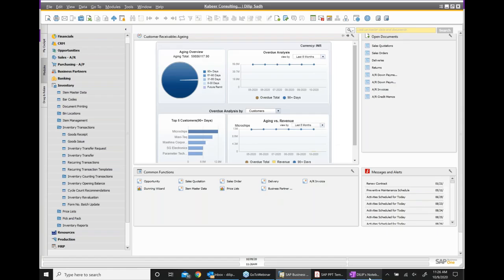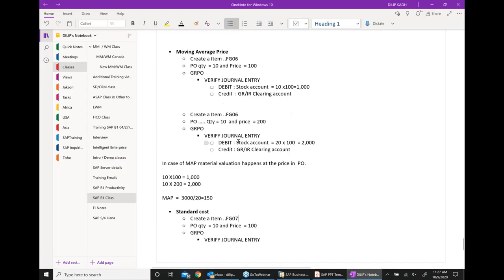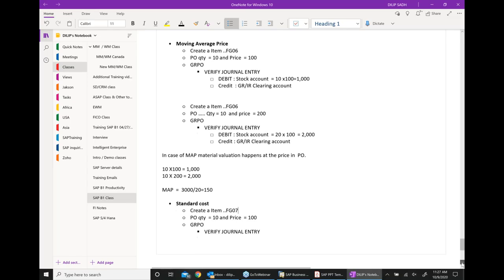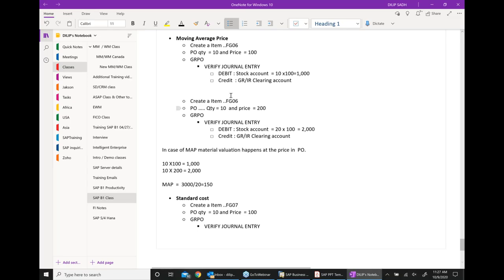After that, I want to repeat the same steps, the same steps which we did here in the moving average price. So I want to create a PO for 10 pieces, price $100.